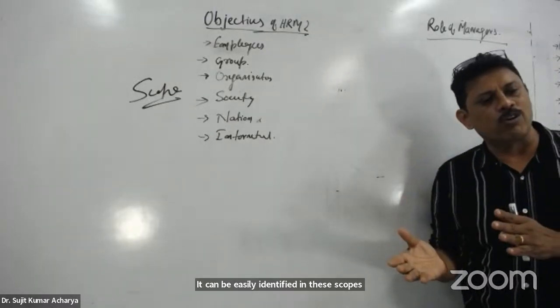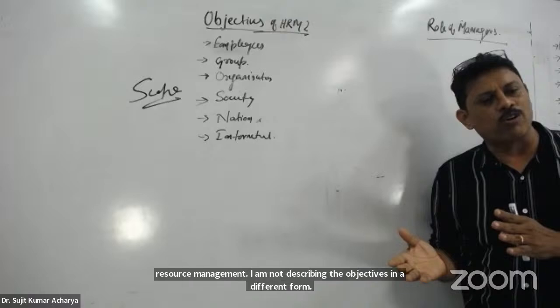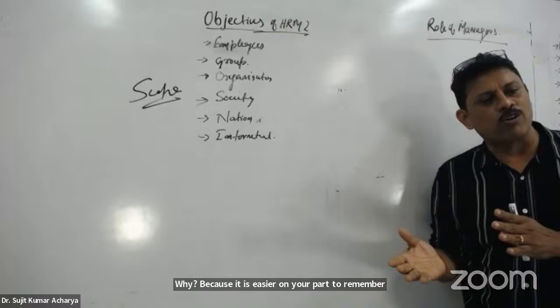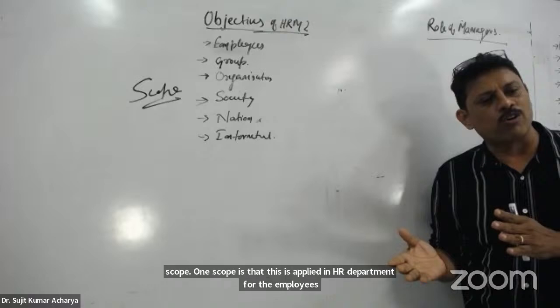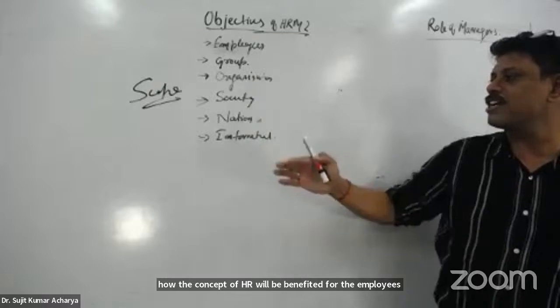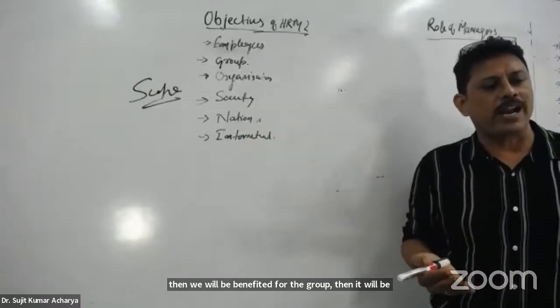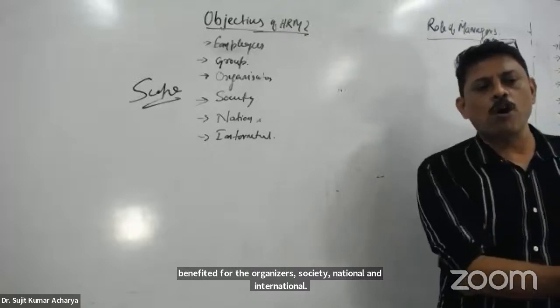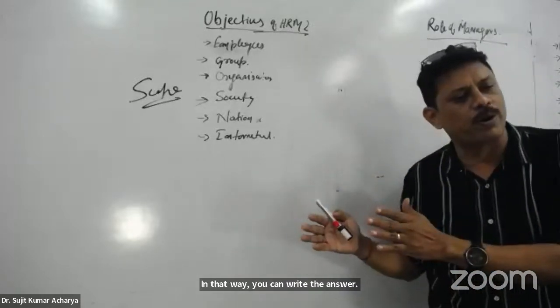When you write the scope, one question may come, and another question you may get is the objectives of human resource management. I am not describing the objectives in a different form because it is easier on your part to remember. You have remembered the scope, then you just think of the scope. One scope is that this is applied in the HR department for the employees. Then how the concept of HR will be beneficial for the employees, then for the group, then for the organization, society, nation, and international. In that way, you can write the answer.